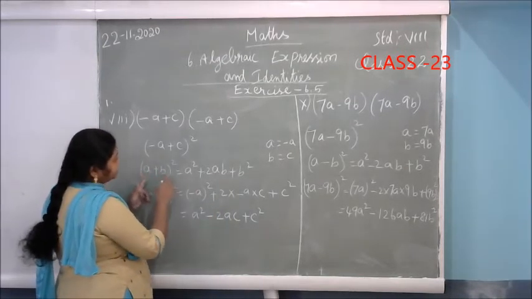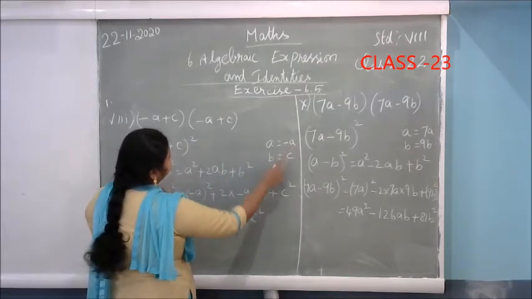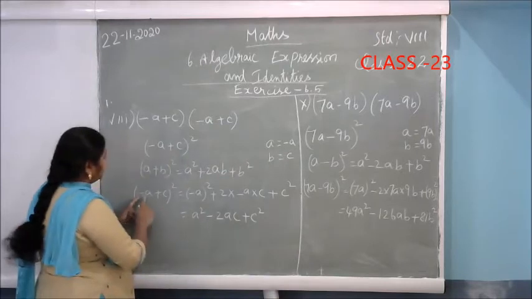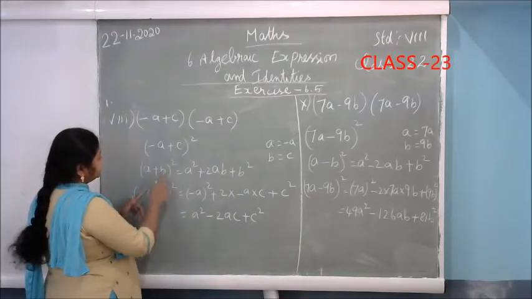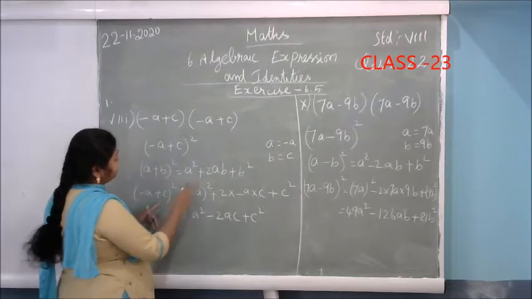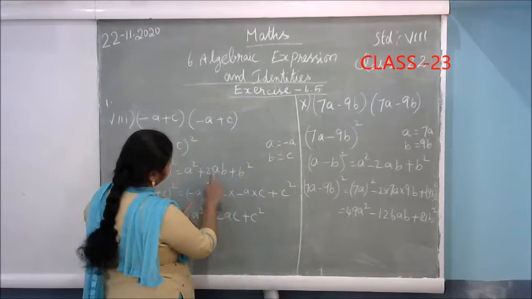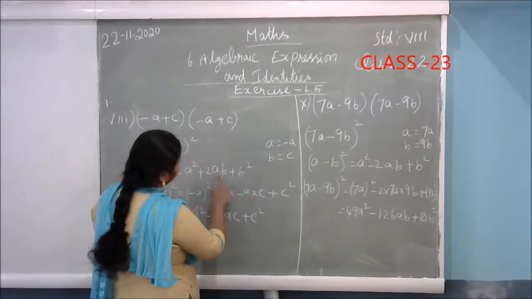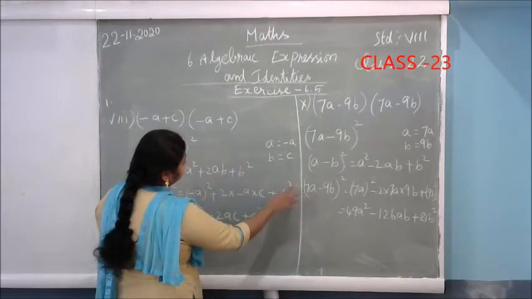a plus b the whole square is what? a square plus 2ab plus b square. Here a is minus a, b is c. Minus a plus c: instead of a I put minus a, instead of b I put c. So a square, instead of that, minus a the whole square, plus 2 into instead of a minus a, into instead of b c, plus b square, instead of b square, c square I put.